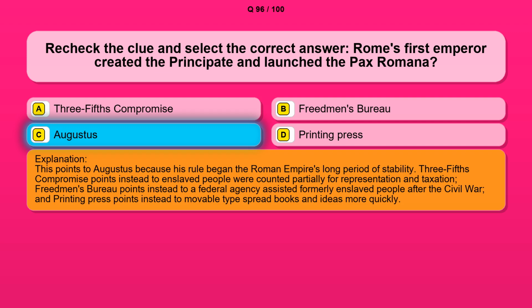This points to Augustus because his rule began the Roman Empire's long period of stability. 3-5 Compromise points instead to enslaved people were counted partially for representation and taxation. Freedmen's Bureau points instead to a federal agency assisted formerly enslaved people after the Civil War, and printing press points instead to movable type spread books and ideas more quickly.